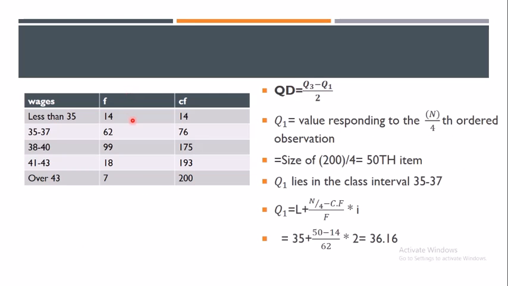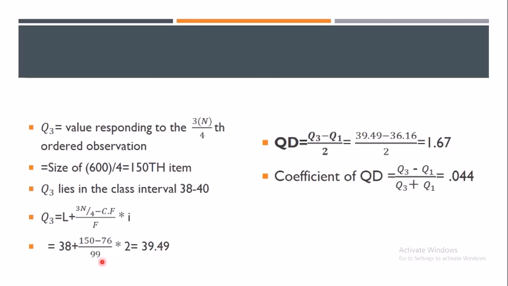Just go and check the table. What is the cumulative frequency? 76. That is of the preceding class. Then what is the frequency of that class? 99, into 2, you will get 39.49.